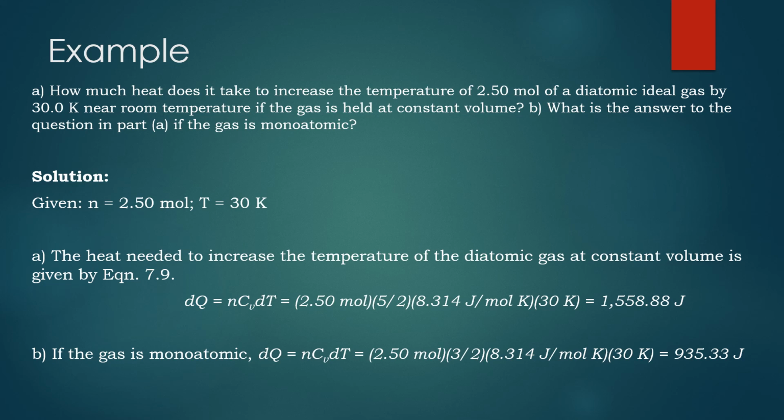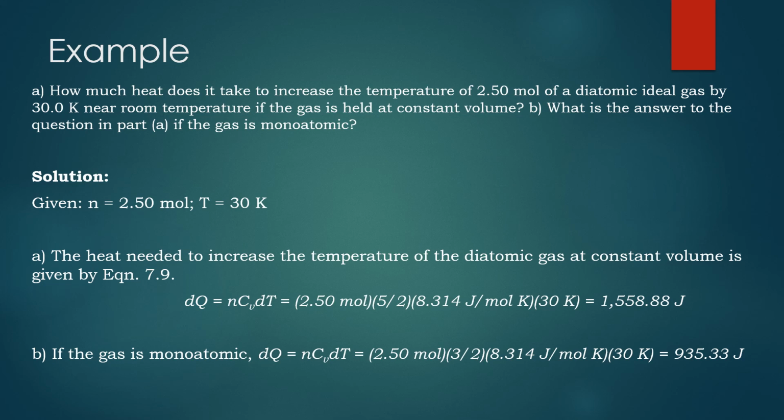For question letter A, the heat needed to increase the temperature of the diatomic gas at constant volume is given by equation 7.9, that is, dQ equals n C sub V dT equals 2.50 moles times 5 halves times 8.314 joules per mole Kelvin times 30 Kelvin. And this will give us 1558.88 joules.